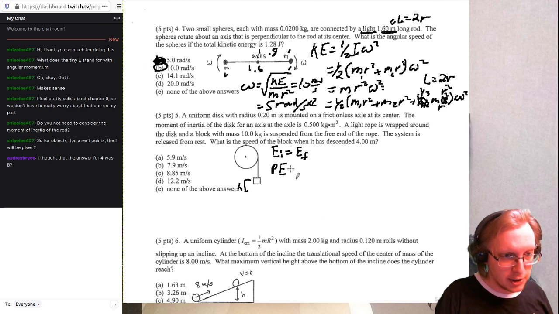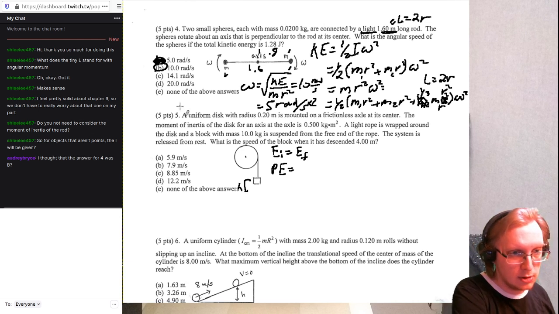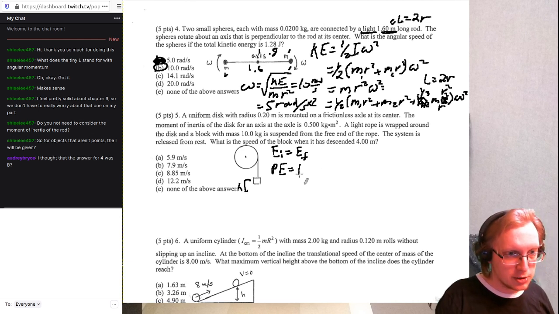So we start out with potential energy, and then we end up with kinetic energy translational plus a kinetic energy rotational. So we start with mgh, and that is 1/2 mv squared plus 1/2 I omega squared.